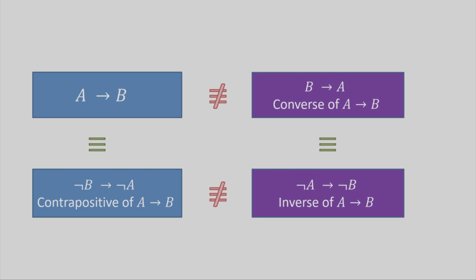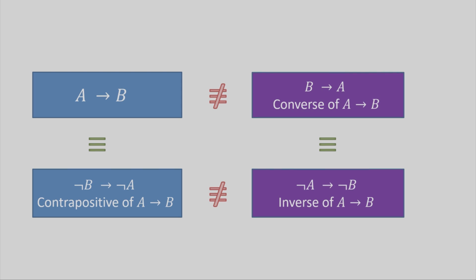Now, a different statement would be the converse. If he's a murderer, his fingerprints are on the knife. His fingerprints are on the knife, he's a murderer. Well, that really doesn't follow. That's not the same thing. That's something completely different. And finally, the last one, the inverse.